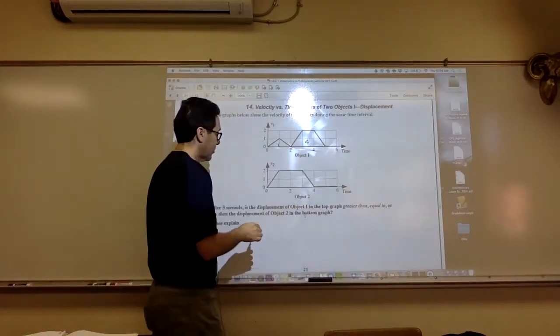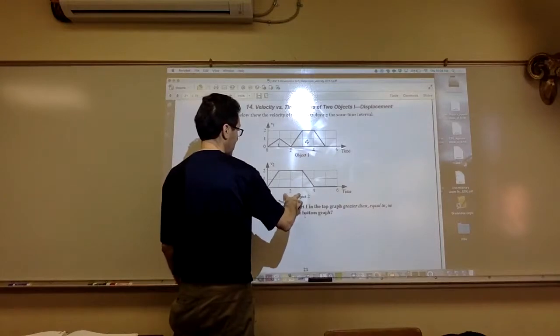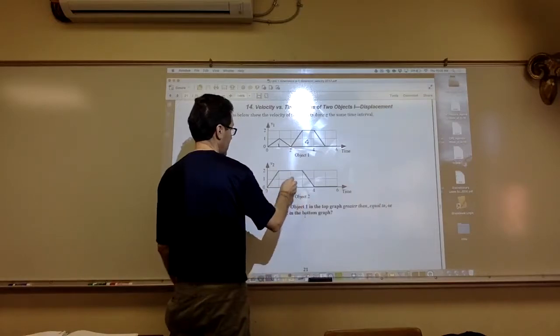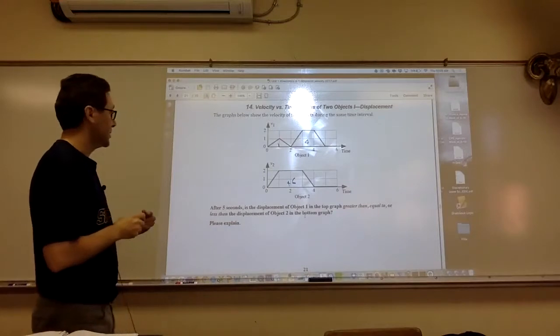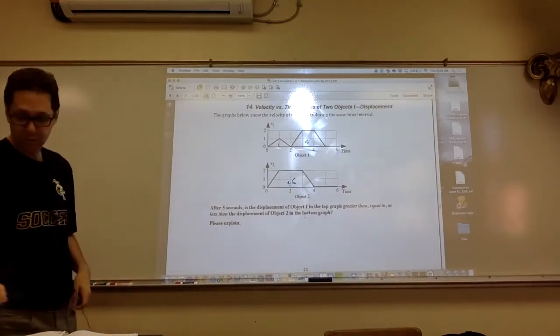In this other trapezoid, what is it? 2 plus 4, that's 6, divided by 2, times 2. So this is a 6, basically, right? So the displacement is greater for object 2.